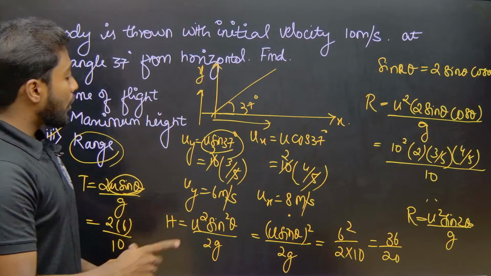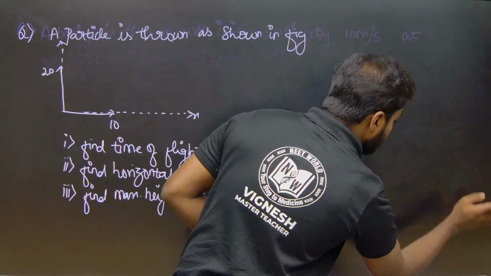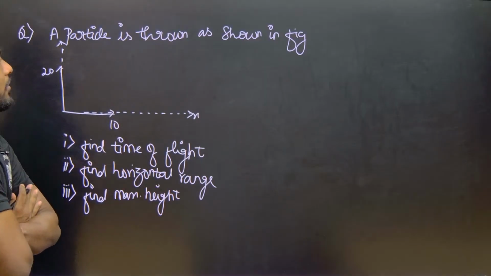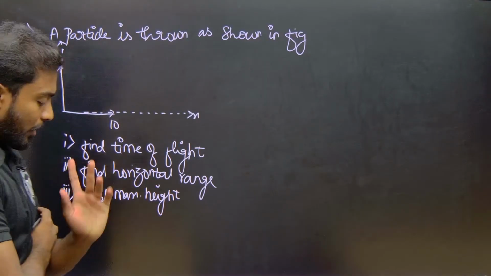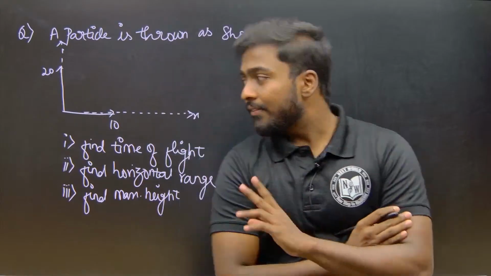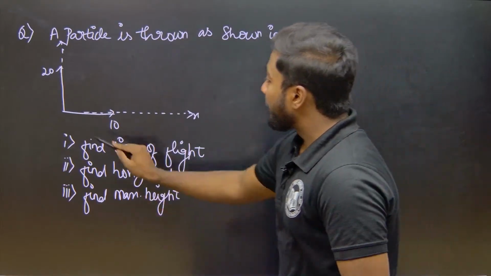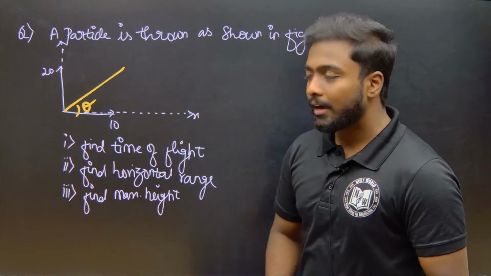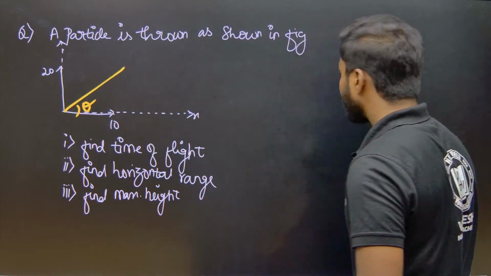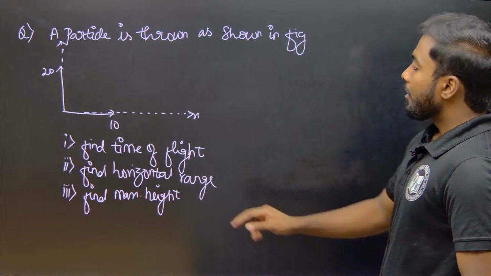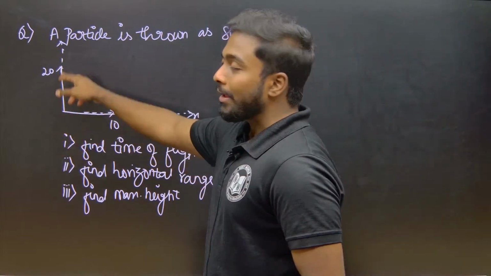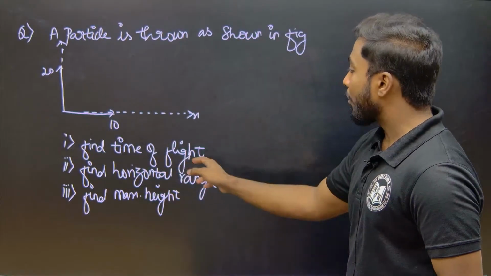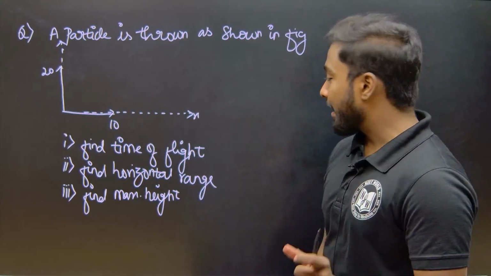Okay, we will do one more question here. A particle is thrown as shown in the given figure. In the previous case we have seen a particle thrown with respect to horizontal at some angle theta, but in this case, in the x axis and y axis, they have given the velocities. I need to find the time of flight, horizontal range and maximum height.